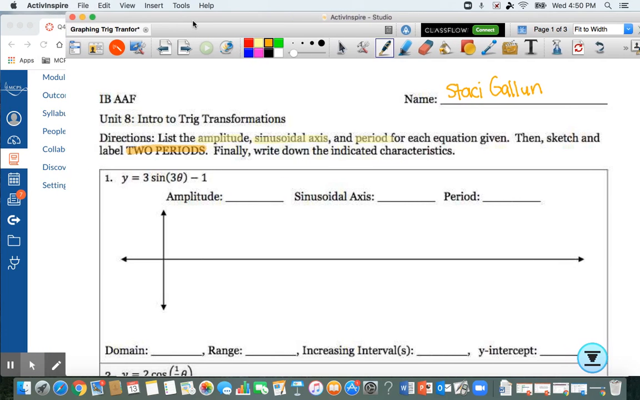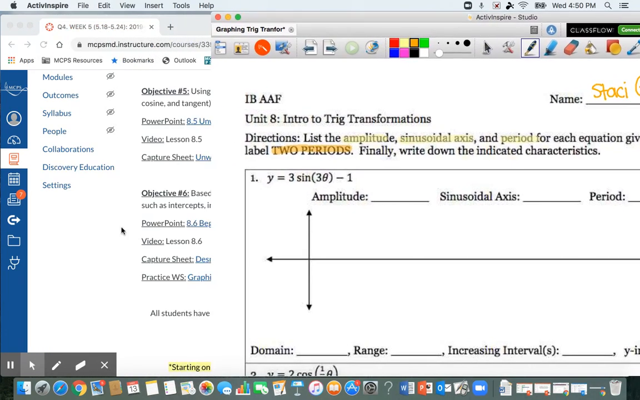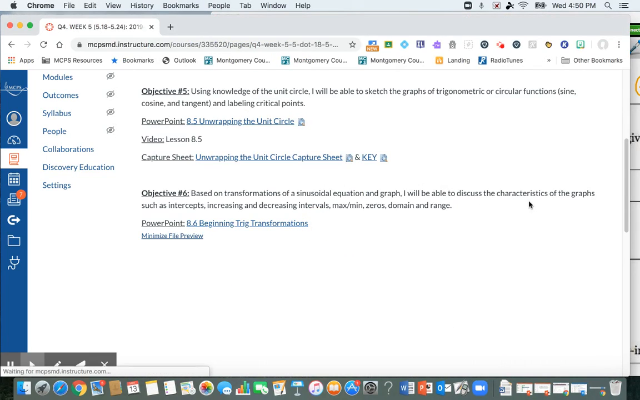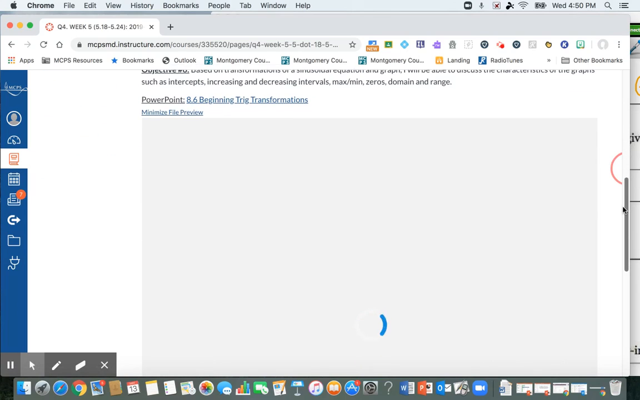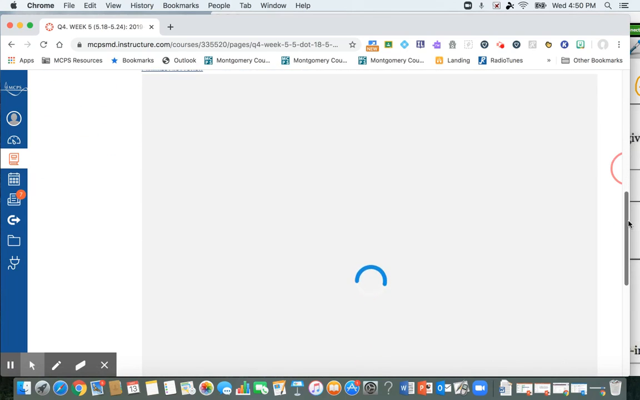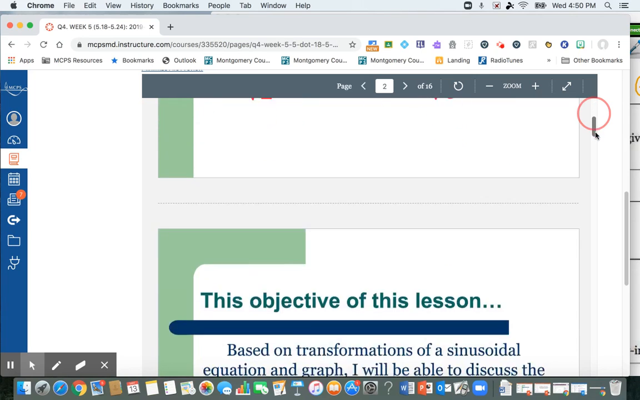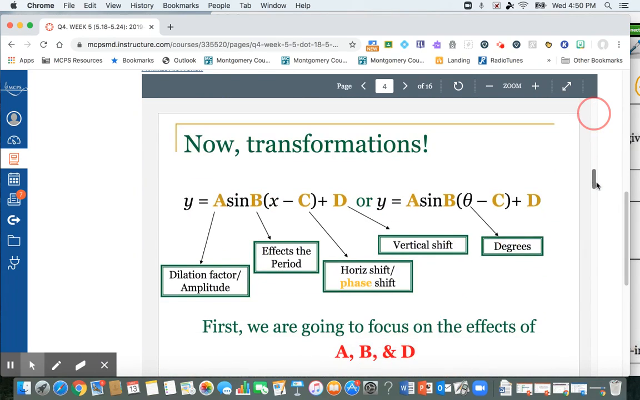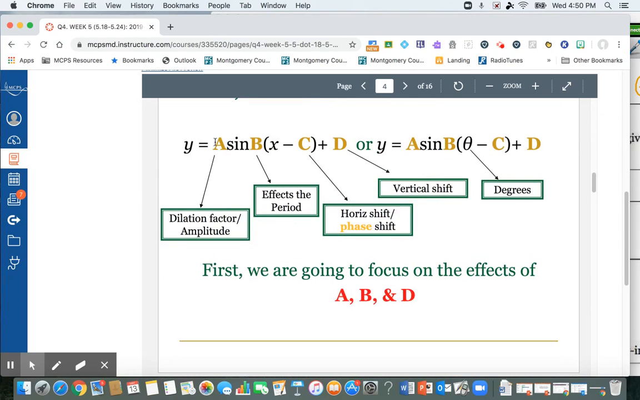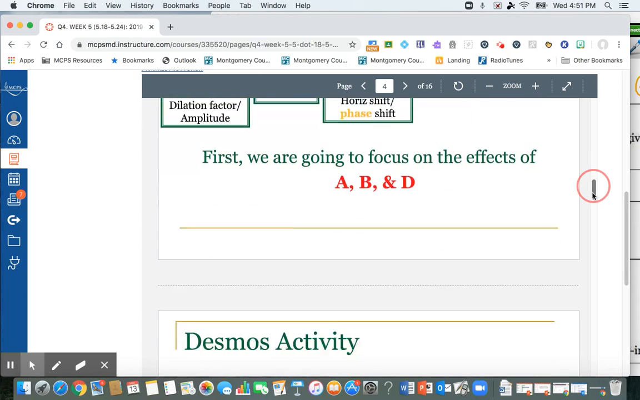Amplitude. What was that? Oh, let me look at this PowerPoint. Let's see what they said about amplitude. Oh, here. This value is the amplitude. It's the dilation factor. This is the period. Oh no, it affects the period. The horizontal shift, it doesn't say anything about that. I think they said that we weren't learning that yet. And then this is the vertical shift. Okay, that helps a little.